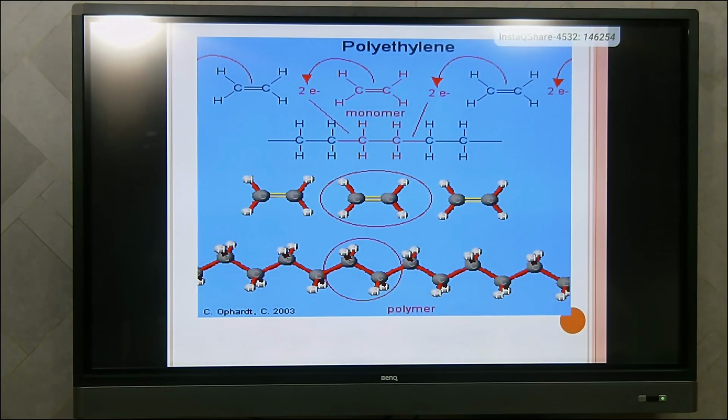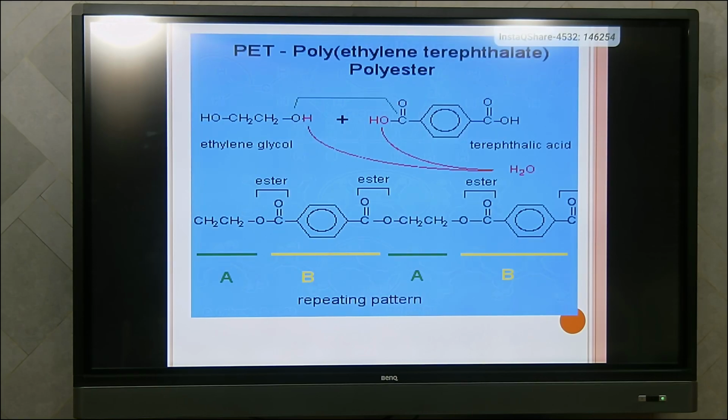So we'll see some examples of the polymers which we have discussed earlier. For instance, we'll start with polyester. Polyester is a good example of condensation polymers. Here the two monomers given are ethylene glycol and terephthalic acid. These two monomers will combine to form a polymer by condensation polymerization.